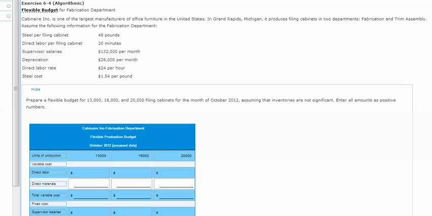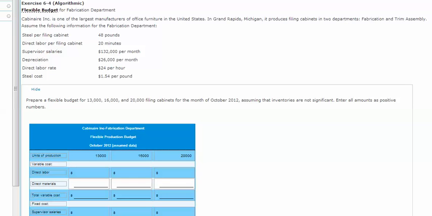So it says Cabinair Inc. is one of the largest manufacturers of office furniture in the United States, in Grand Rapids, Michigan. It produces filing cabinets in 2 departments, fabrication and trim assembly. Assume the following information for the fabrication department. Steel per filing cabinet, 48 pounds. Direct labor per filing cabinet, 20 minutes. Supervisor's salary, $132,000. Depreciation, $26,000. Direct labor rate, $24. And steel costs, $1.54.